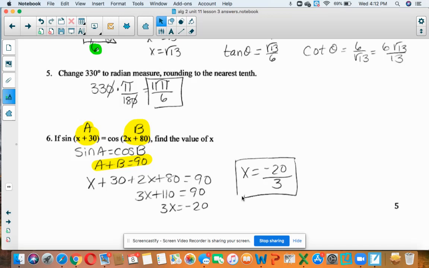Okay, and those were the answers for the lesson 3 homework.